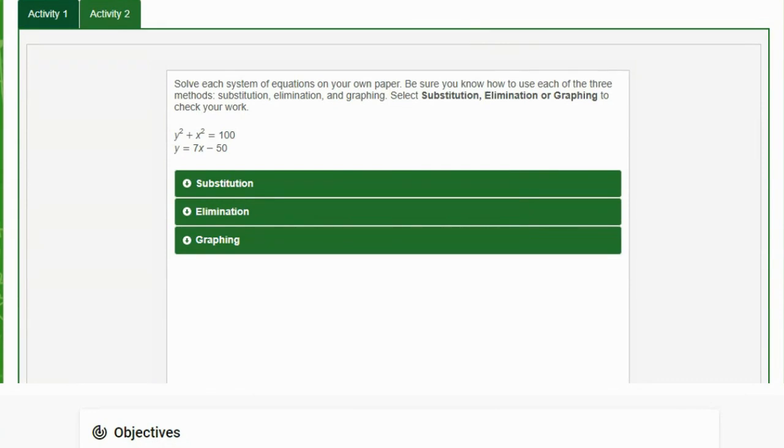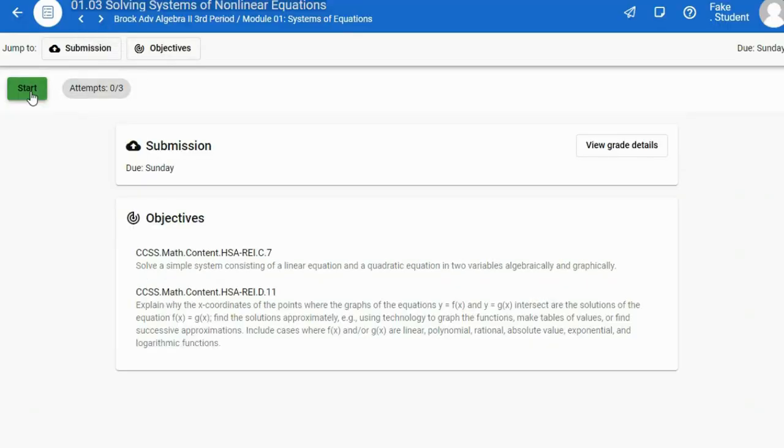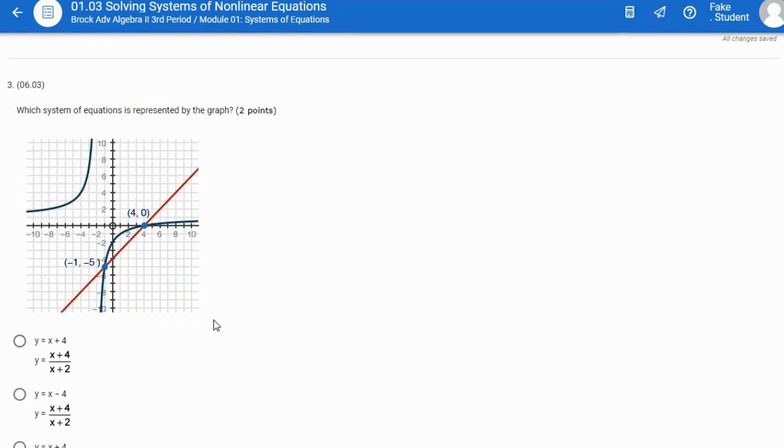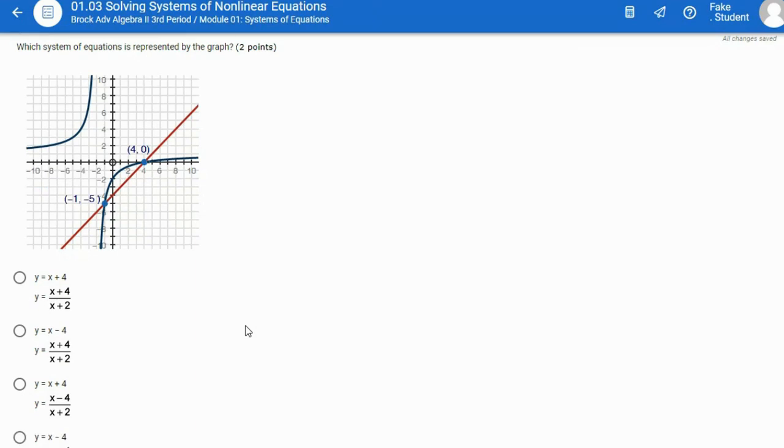Let's look at the assignment for this. Well, the solutions. Here's a line and a quadratic equation. What's the solution? Here's 2 quadratic equations. Oh, here's the graph. Which of these equations is this a graph of? One's a line and the other one's a rational equation.